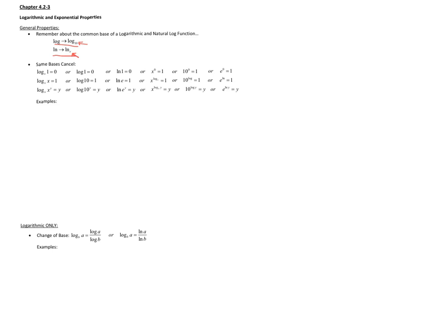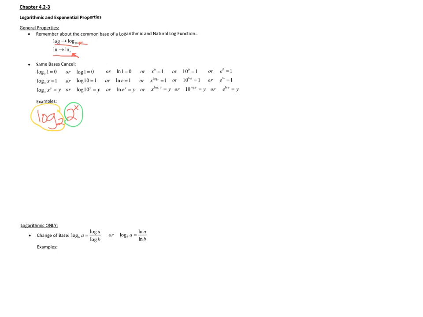So what I mean by same bases cancel is that we're looking at the base of a log and the base of an exponential. If I had something like a log with a base of 2 and an exponential with a base of 2, think about these as two separate things. Anytime I have a log and an exponential with the same base, they are going to cancel.